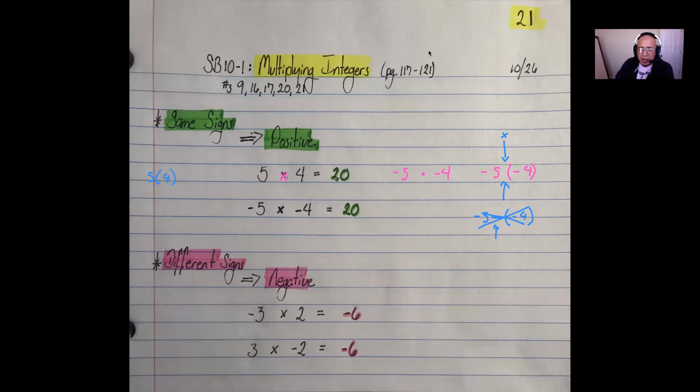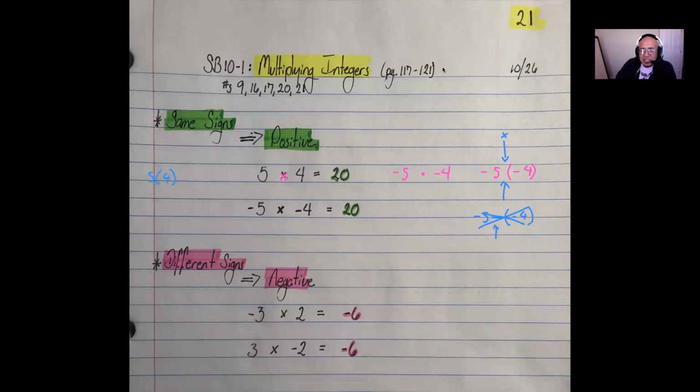All right. So again, same signs, the answer is always going to be positive when we're multiplying. And again, this is only for multiplication. This has nothing to do with addition and subtraction, which are the things that we did at the end of last nine weeks. Again, we're not talking about those. This does not apply to that.